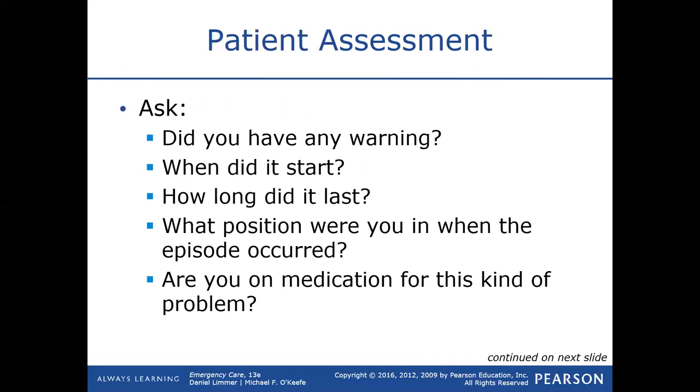When did it start? How long did it last? Of course, the person might not know how long it lasted, but hopefully a bystander can figure that out for you. What position were you in when the episode occurred? Were you sitting? Were you standing? Were you laying in bed and you just jumped out of bed real quick for whatever reason, then you passed out? That's a big indicator right there because of the blood pressure thing we talked about a few minutes ago.